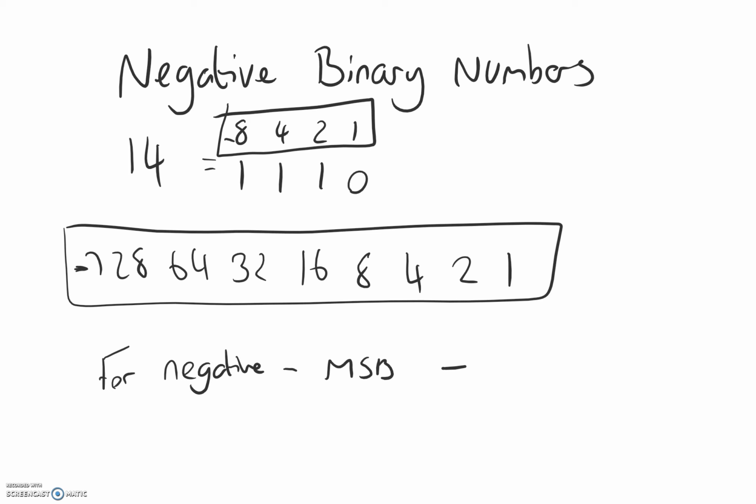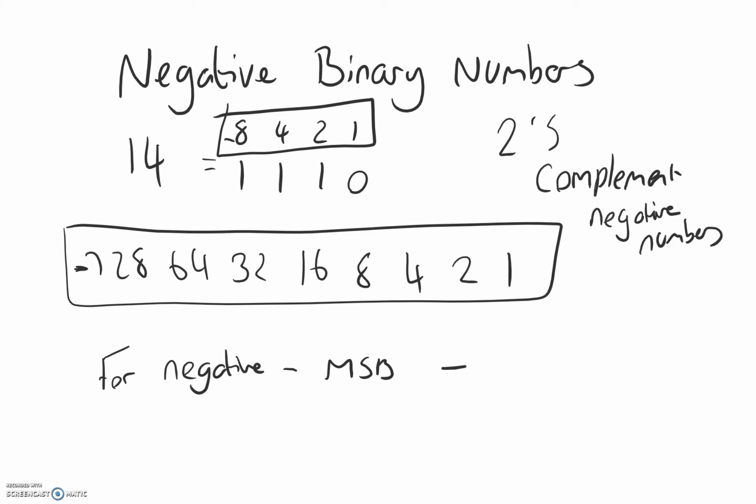So by doing that, that's what we call 2's complement: 2's complement negative numbers, although we can still represent positive numbers too. So I'll take that negative numbers off there, but what we are looking at here are some negative numbers.